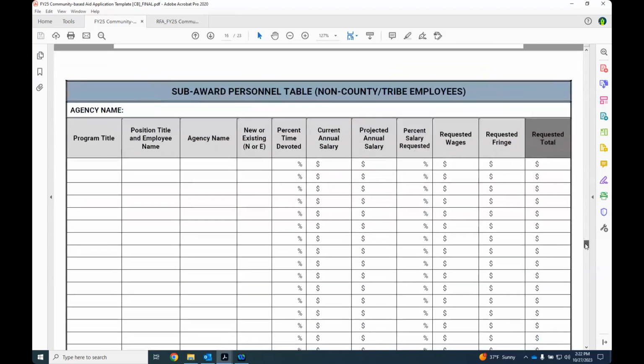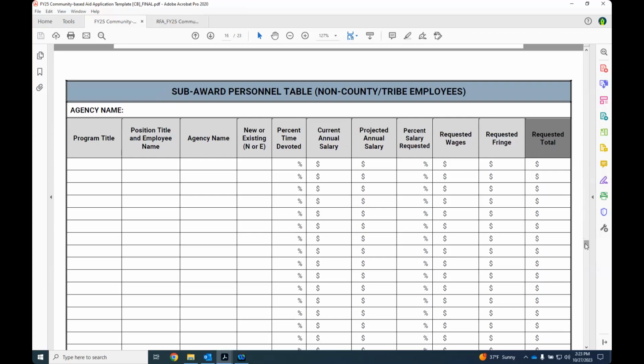And again, I'm not going to go through each individual table again because they are the same, but you will notice that they say subaward personnel. They will also say subaward travel and subaward operating expense and subaward contracts. So make sure you're only putting your subawards on this. You can see that it says agency name. That's one difference. So we do want each table labeled with which subaward it is.